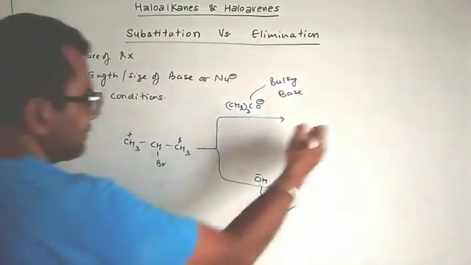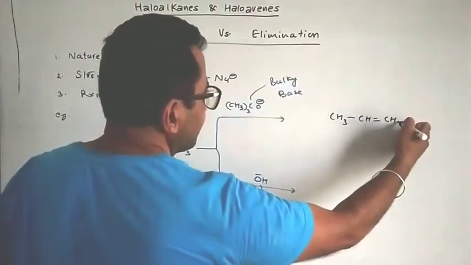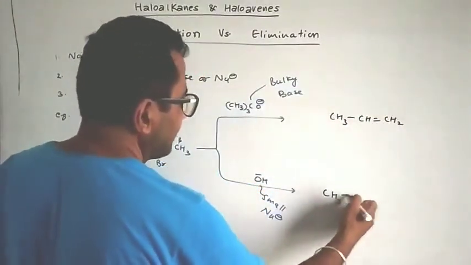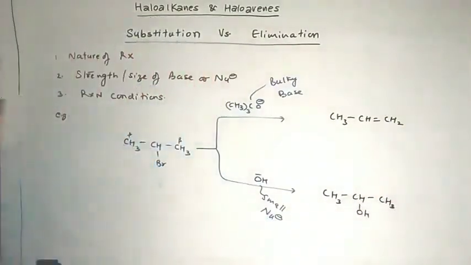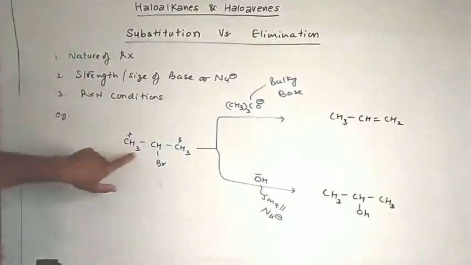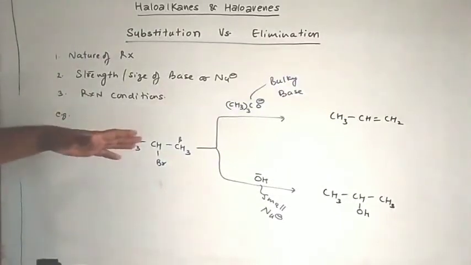So what products are formed? In the first case you will get CH3CH=CH2, in the second case you will get the alcohol. So it depends upon the size of the reagent which you are using. Like the second reaction is a substitution, and the first reaction is elimination. So the nature of the reagent and also the nature of the alkyl halide affect. If it is 1 degree, it generally undergoes substitution. If it is 3 degree, it undergoes elimination.